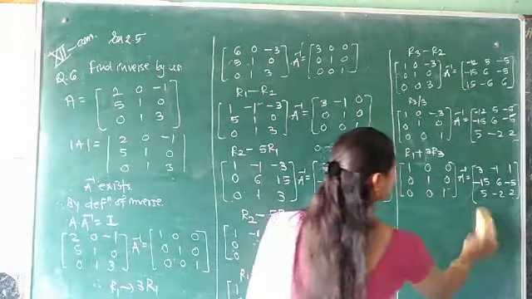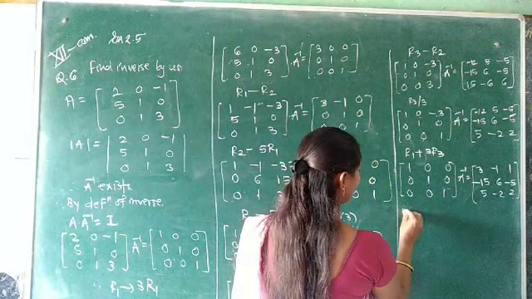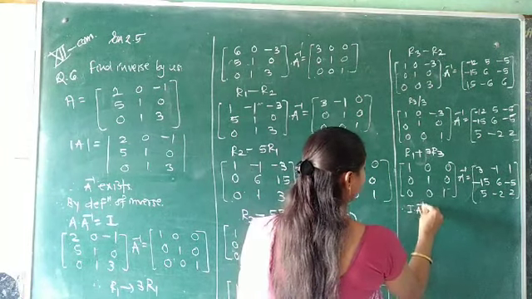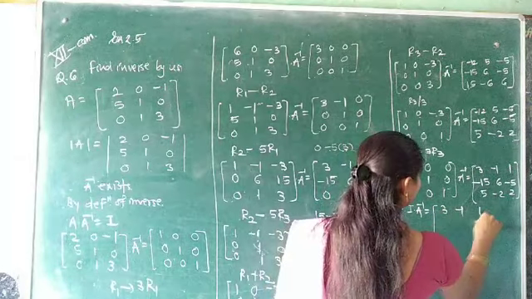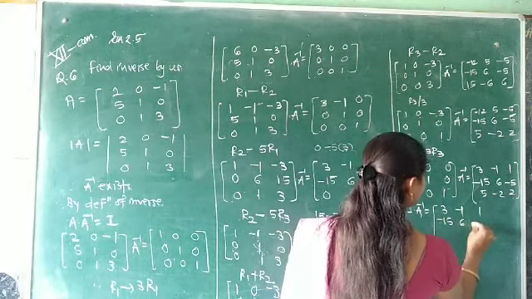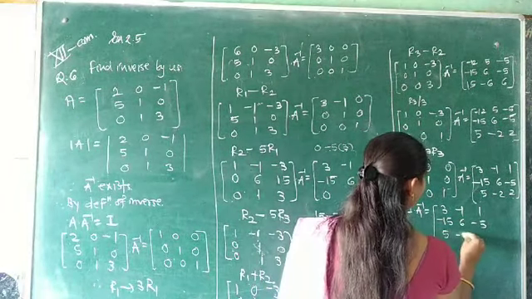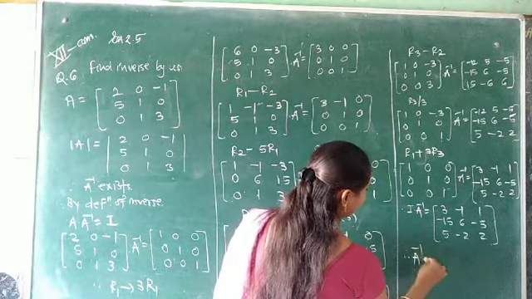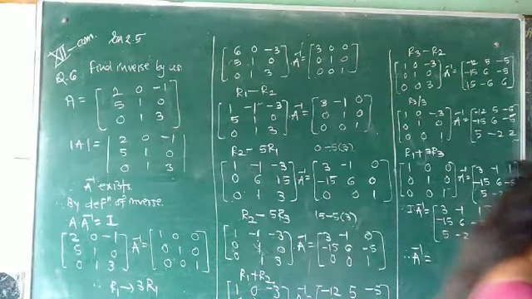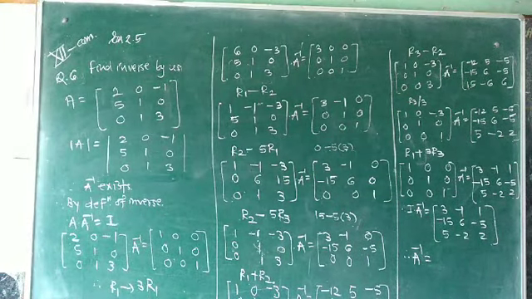The matrix is converted into identity. Therefore, I into A inverse is equal to 3, minus 1, 1, minus 15, 6, minus 5, 5, minus 2, 2. Therefore, write A inverse is equal to our given matrix. And see next question.